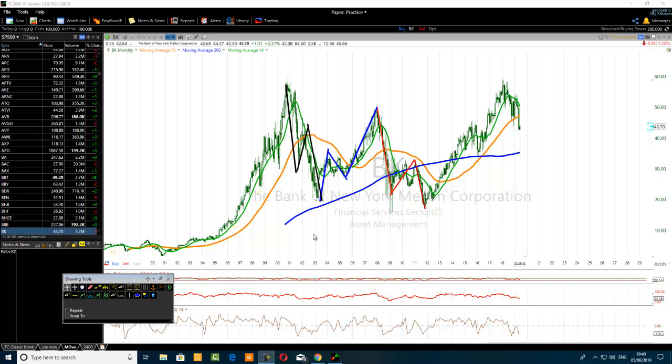The internal waves of the zigzag pattern are 1, 2, 3, 4, 5, which is an impulse move, followed by 1, 2, 3. That 1, 2, 3 is correcting the first 1, 2, 3, 4, 5, or the first impulse move, followed by another 1, 2, 3, 4, 5. So the internal waves of the zigzag pattern are 1, 2, 3, 4, 5, 1, 2, 3, 1, 2, 3, 4, 5. Very, very important.